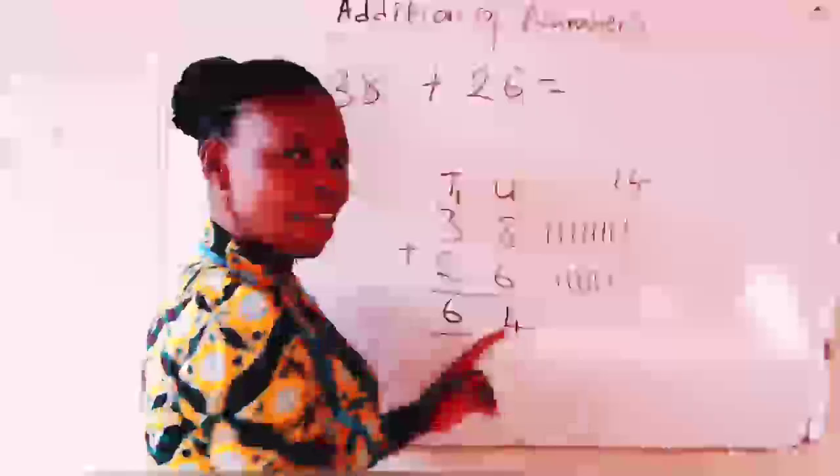So when we are adding numbers and your units have 2 digits, don't put the 2 digits under units. Put the unit part and carry the tens over. That's what we call carry over.